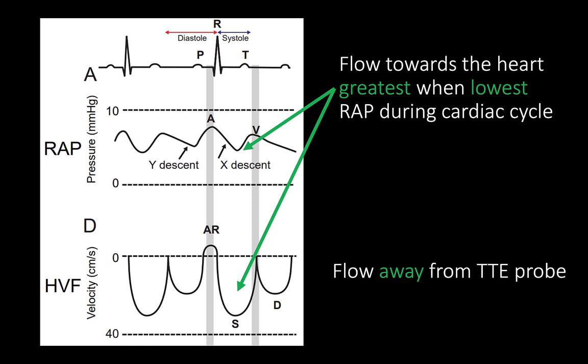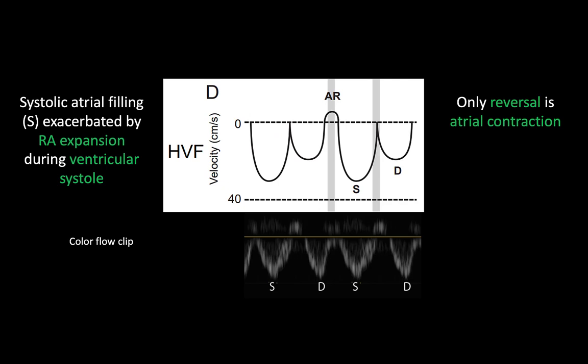Upon tricuspid valve opening, RA pressure decreases, leading to filling and increased forward flow, as seen as the D wave. You'll notice that the S wave is generally of higher velocity than the D wave. This process denotes a normal pattern of flow in the hepatic veins. Physiologically, this is secondary to systolic atrial filling that is exacerbated by RA expansion during ventricular systole.